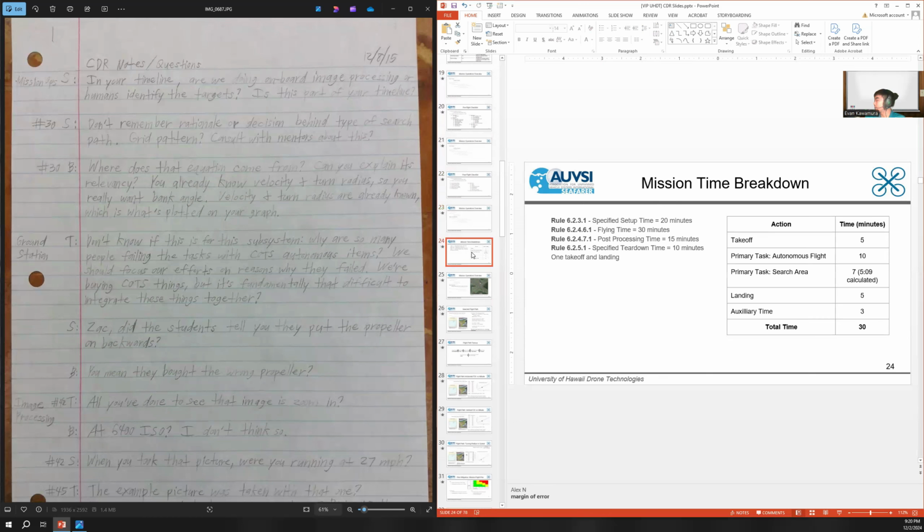Okay, then we look at our mission operation, the time breakdown. So takeoff will take about 5 minutes, and then it'll do 10 minutes for doing the waypoints, the autonomous flight. Could be 7 minutes or maybe 5 minutes, 9 seconds, we calculated that for the search area task. 5 minutes to land, and then 3 minutes of extra buffer time. So the total time is half an hour, 30 minutes.